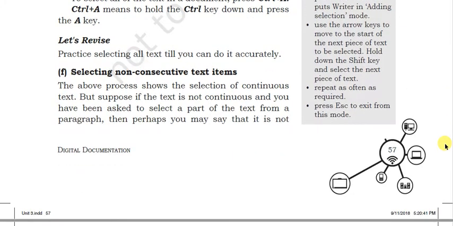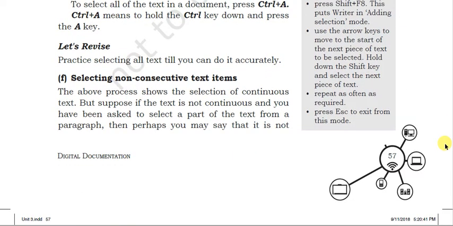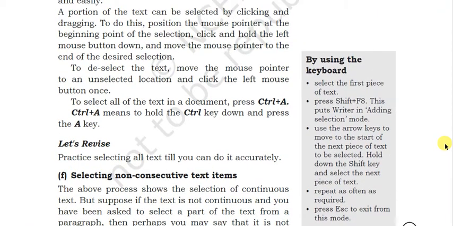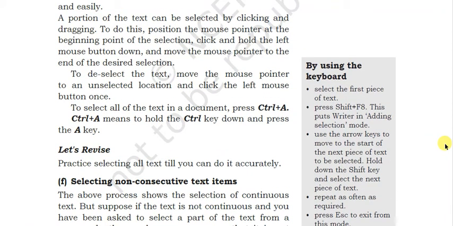Then selecting non-consecutive text items. You can select using drag and click options. Position the mouse pointer at the beginning point of the selection, then click and hold the left mouse button and move the mouse pointer to the end of the desired location. Like this, you click at the beginning and you drag it up to the position you want to select.